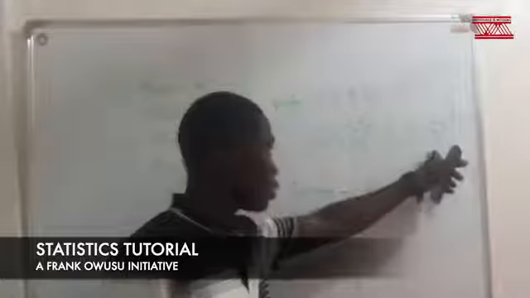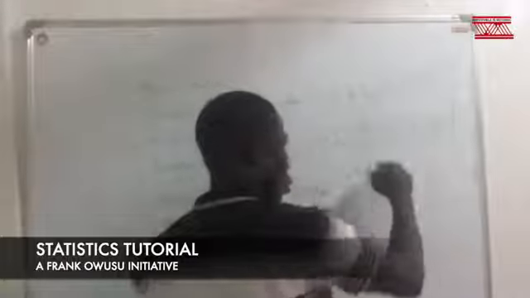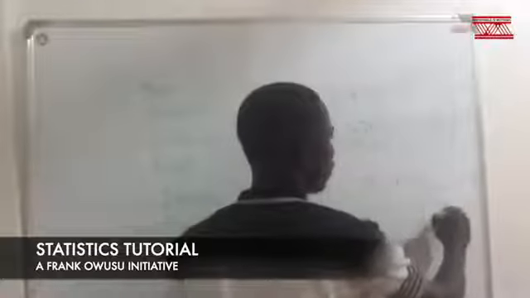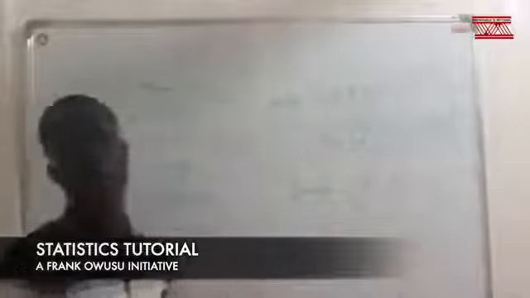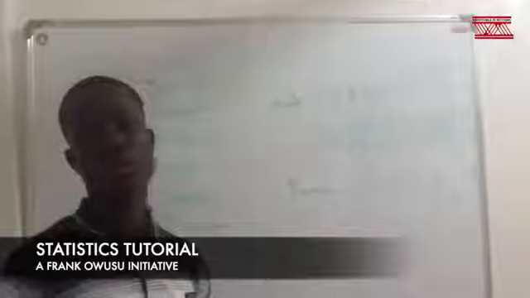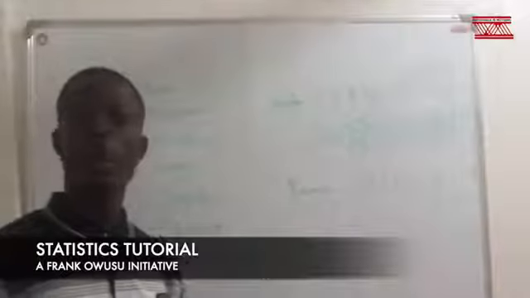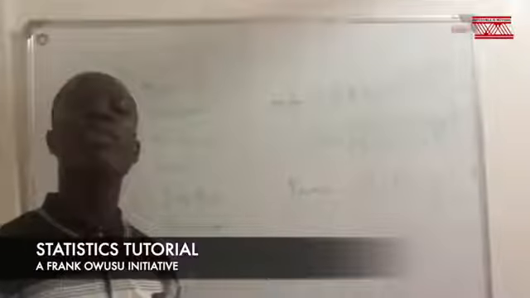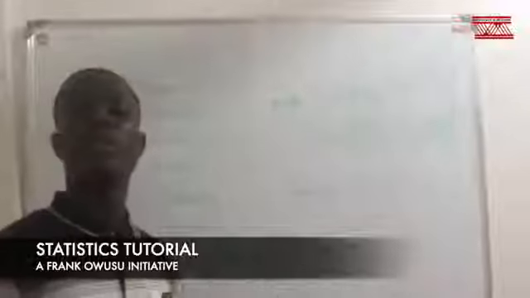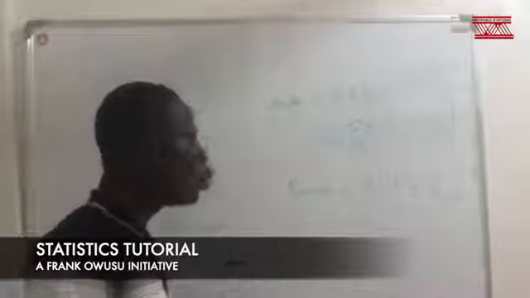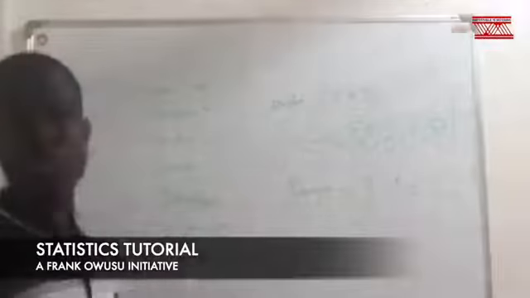My maximum number is 7. And my minimum number is 1. So 7 minus 1 gives me 6. So this 6 is my range. Please, I hope you are following. So basically, this is how we find the range. Let's go to the deviation.